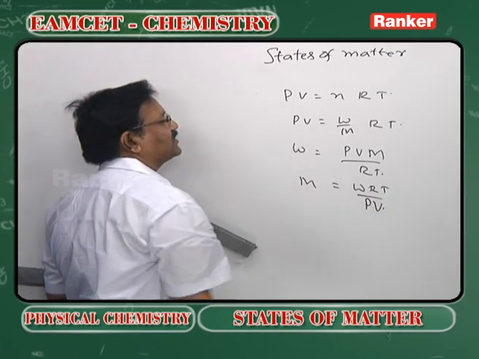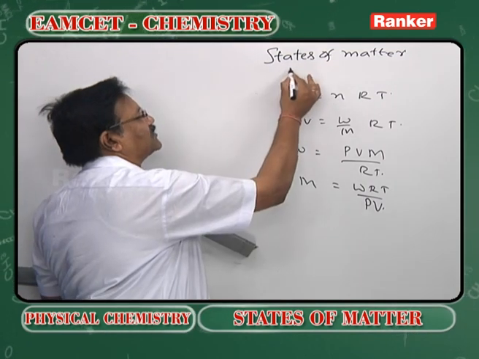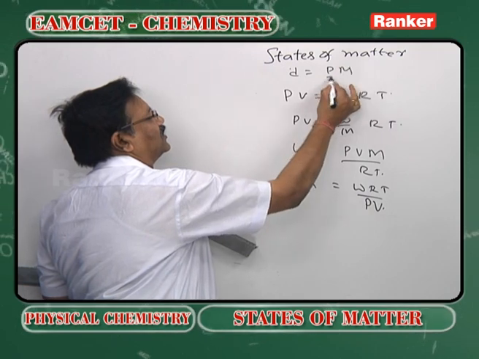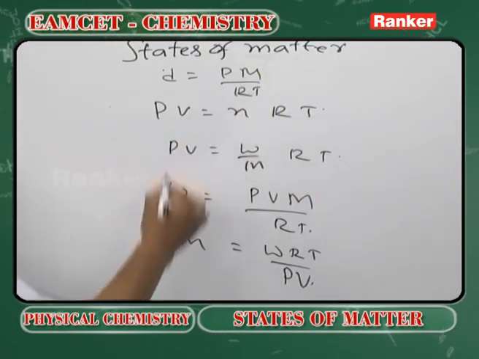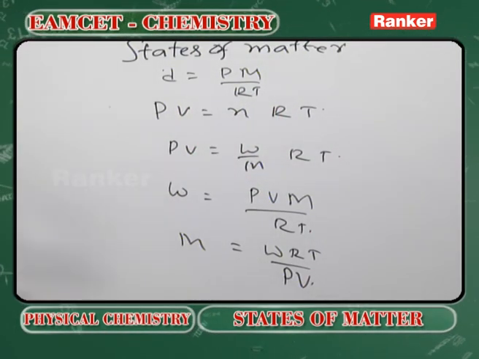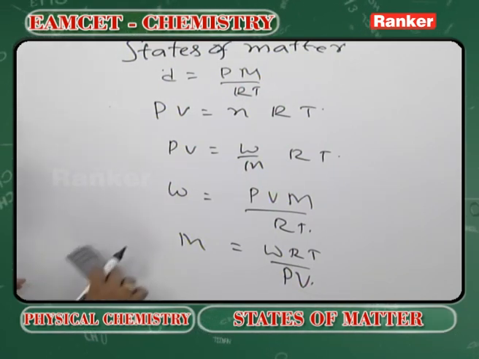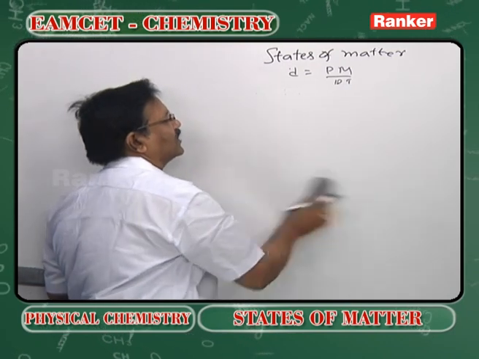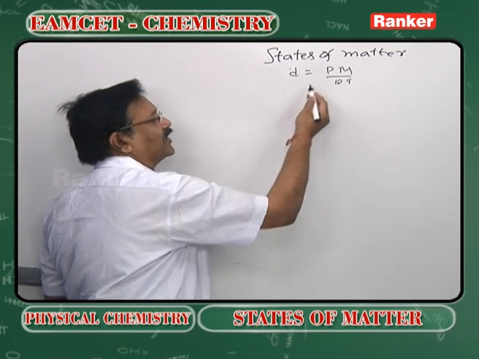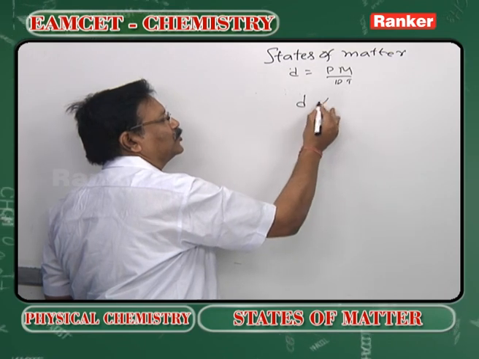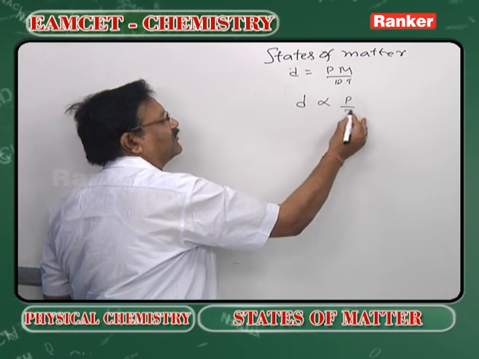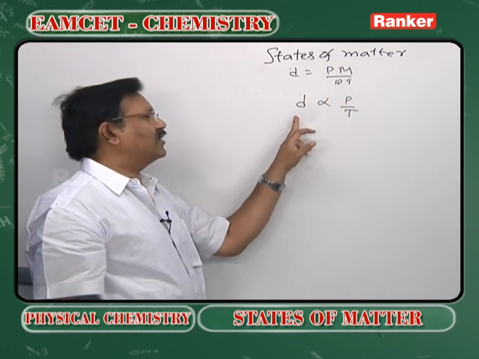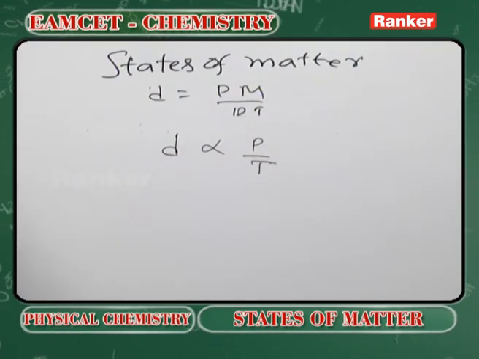And what is the expression for the density? The expression for the density is D = PM/RT. So for a given gas, M and R will be constant, then D is proportional to P/T.